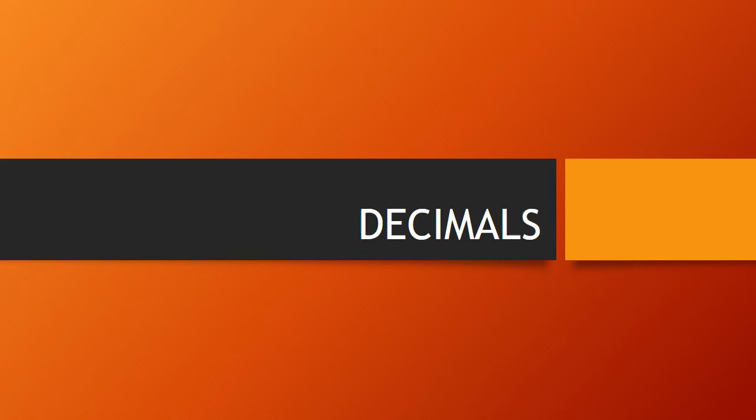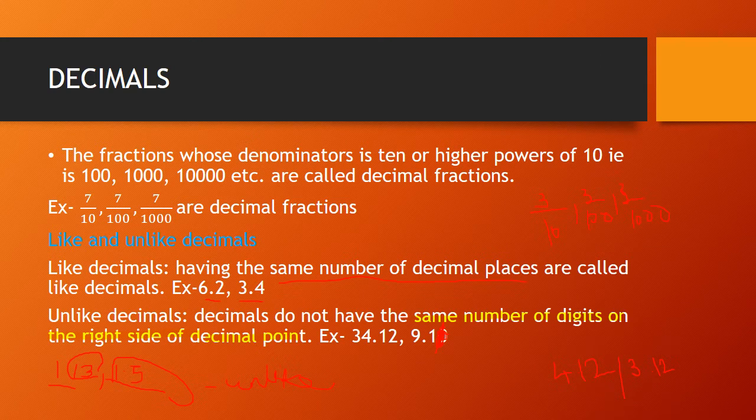So let's get started. First of all, what are decimal fractions? The fractions whose denominators are 10 or a higher power of 10, that is 100, 1000, 10,000, etc., are called decimal fractions. For example, 7 by 10, 7 by 100 and 7 by 1000. All these are decimal fractions.